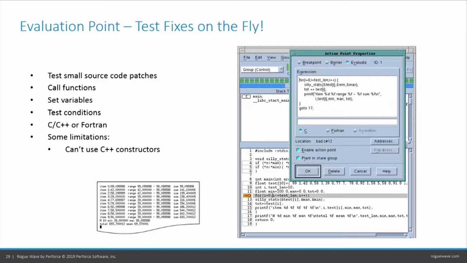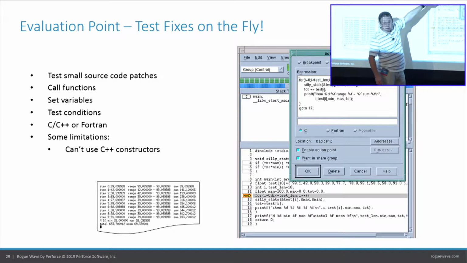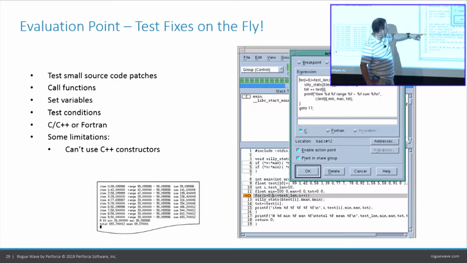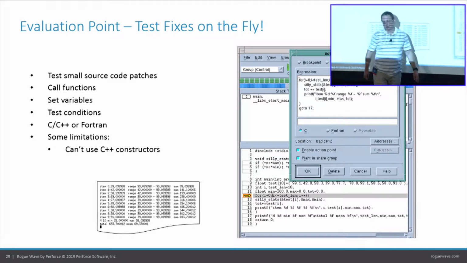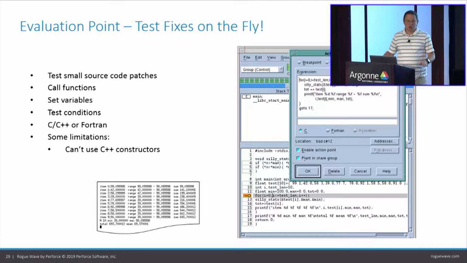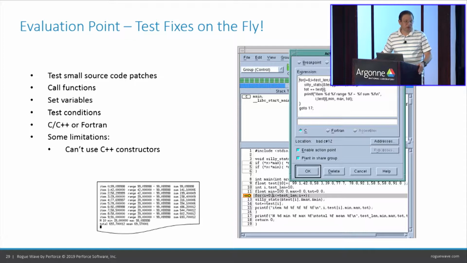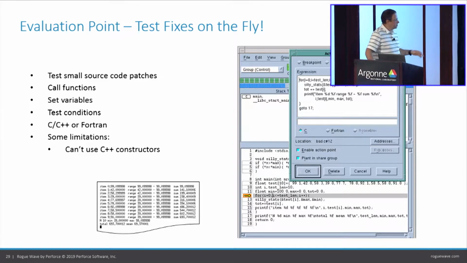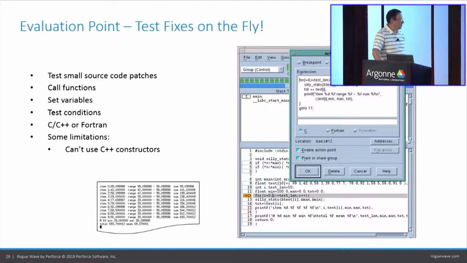Then I want to test my code, so I want to substitute lines 12 to 17. I just type my new code and set it to go to line 17 when I finish executing my breakpoint in line 12. So this is patching on the line. I don't need to recompile. I don't need to get another allocation, which can be time consuming. I test my change, and then if I'm satisfied, I just go ahead.